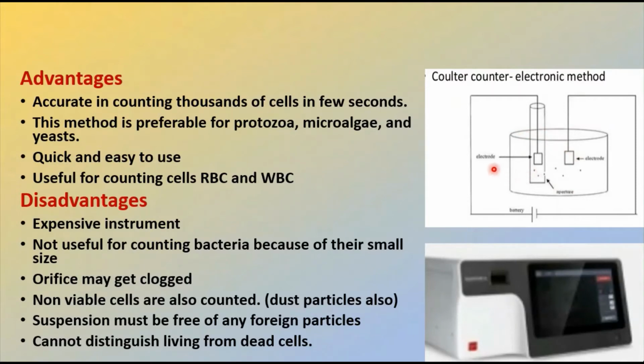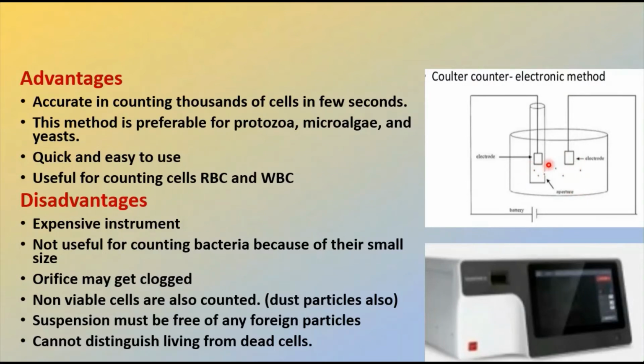So two electrodes are there, and this sensing method works by using these two electrodes. That means one electrode is in the tube with a specific aperture size, so here you can see the specific aperture size, and the other electrode is outside the tube. It is not inside the tube, it is outside the tube and immersed in a beaker containing the particles in a low concentration electrolyte solution.